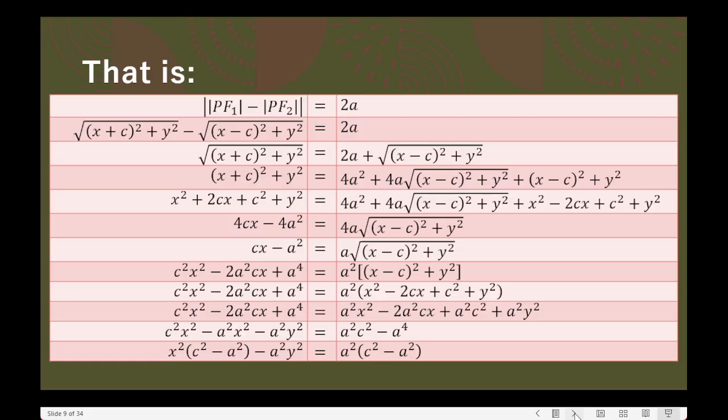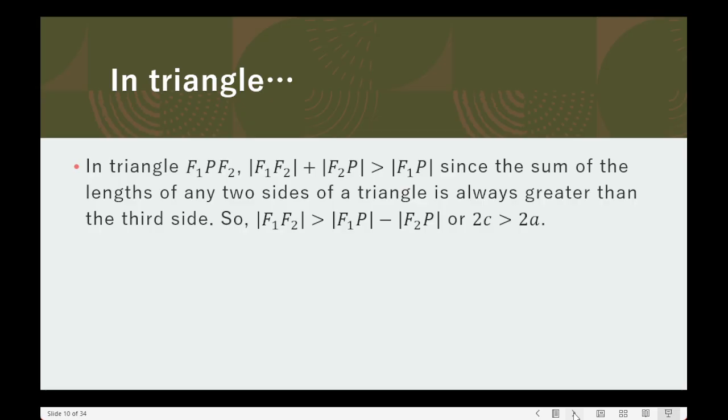We should skip this particular slide, but one thing is for sure: the idea of deriving the equation is the application of the distance formula. So, this is just the derivation of the equation of the hyperbola. We can now skip to the discussion.